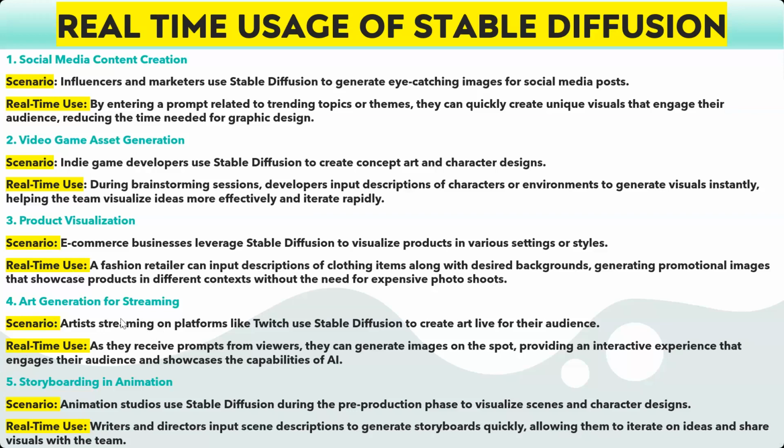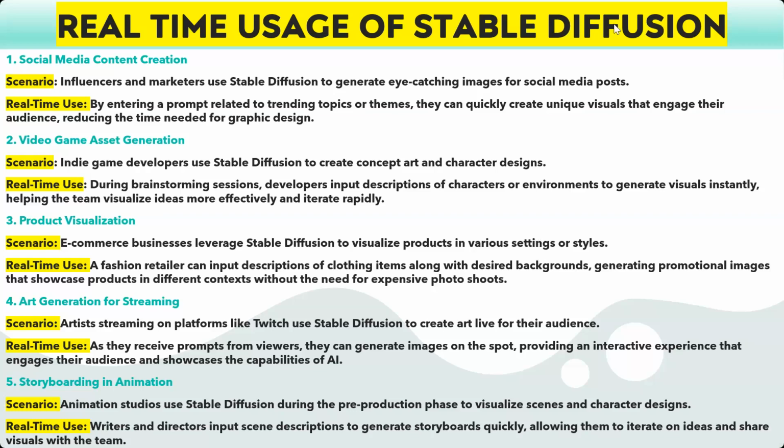Art generation for streaming. Artists streaming on platforms like Twitch use Stable Diffusion to create art live for the audience. And then storyboarding and animations, because nowadays more content creators use animations to explain concepts. Using animations, whoever listens to a video or podcast keeps concentrating and is not diverted, so the content is very clear. So in this realistic day-to-day world, we use the Stable Diffusion model, guys.